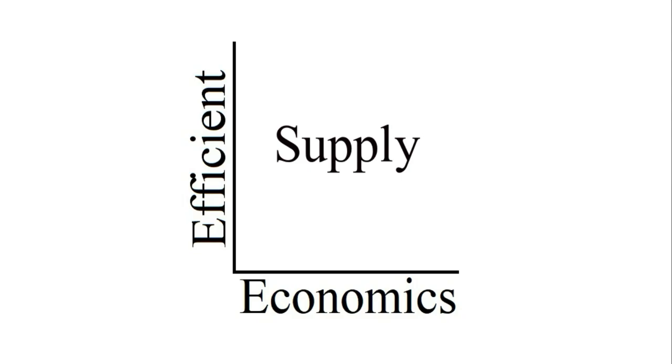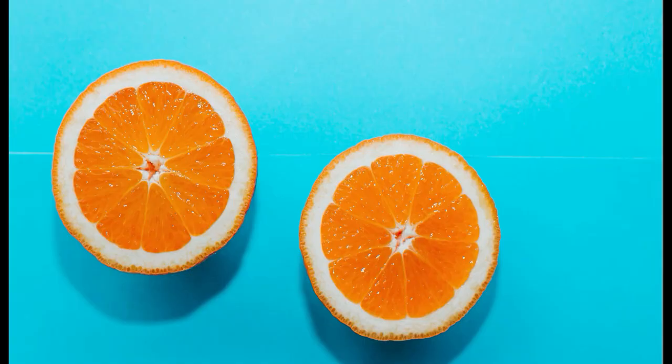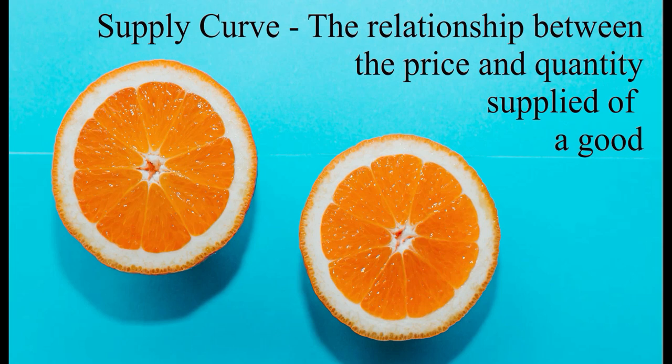The theme for this video is oranges, the sweet citric goodness that we all know and love. And just a reminder, the supply curve is the relationship between the price and quantity supplied of a good. Remember, as we work through these, to think of supply from the producer's point of view, like you're selling the product. This will make it a bit easier to understand.